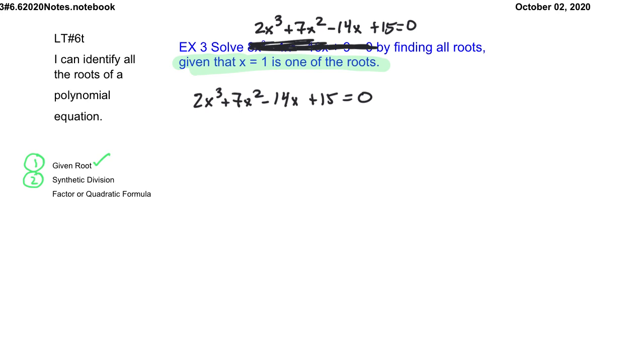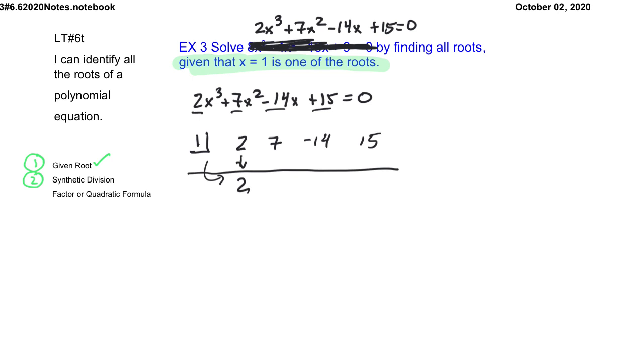So I'm going to take the root that they give me, 1, and divide my polynomial by that 1. Again, remember, I write down the coefficients in order. I don't have to fill in any zeros here. 2, 7, negative 14, 15. I'm going to do synthetic division. We bring the first number down, and then we multiply. 1 times 2 is 2. I bring the next number down.